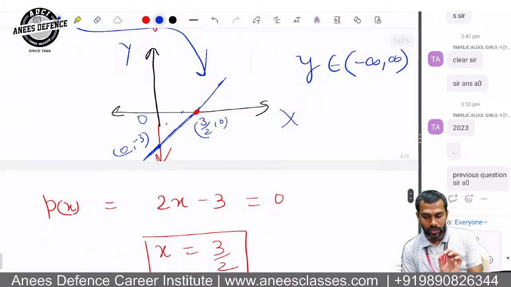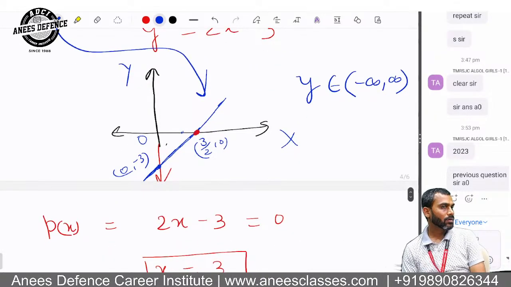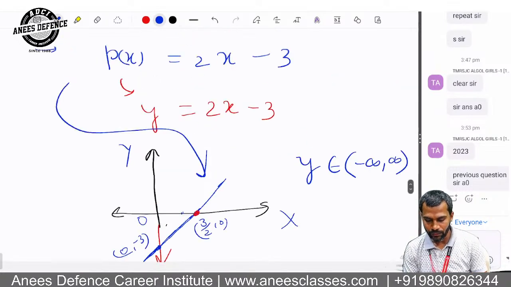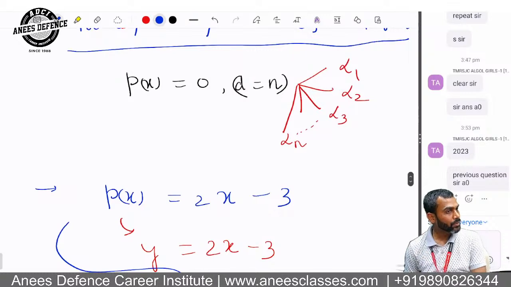If you observe, I have already told you, here you can write the y-intercept is -3. The concept of straight line. So always remember what is y-intercept. Shall I give you the definition of y-intercept? The y coordinate of the point of intersection of the curve and y-axis.